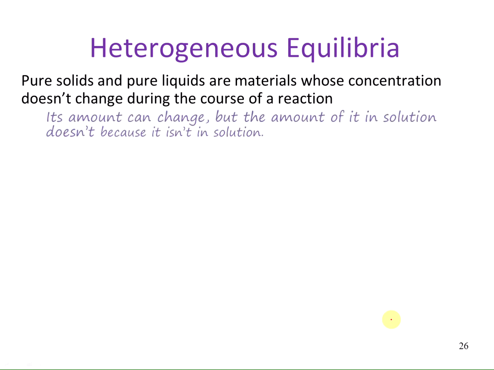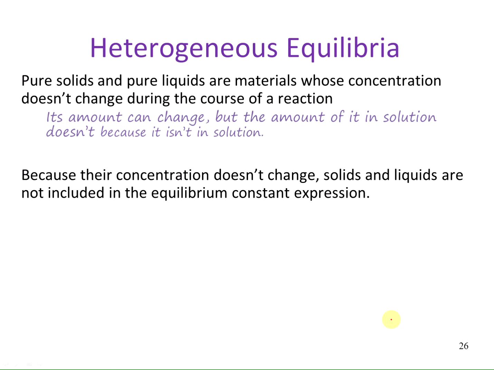Its amount can change, but the amount of it in solution doesn't, because it isn't in solution. So you can't express a concentration of a pure substance, because a concentration by definition means you've got a mixture. So if it's pure, you can't have a concentration of it. It just doesn't make sense. So if you have something that's pure, like a pure solid or pure liquid, it will not show up in your equilibrium constant expression, that mass action equation.